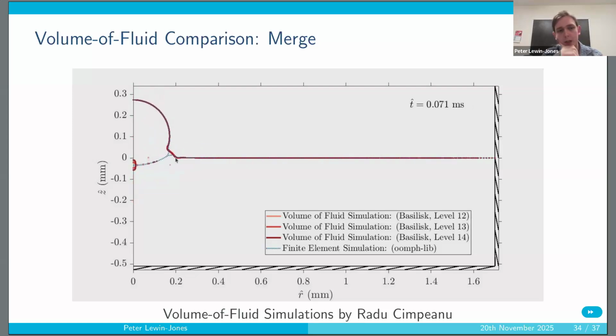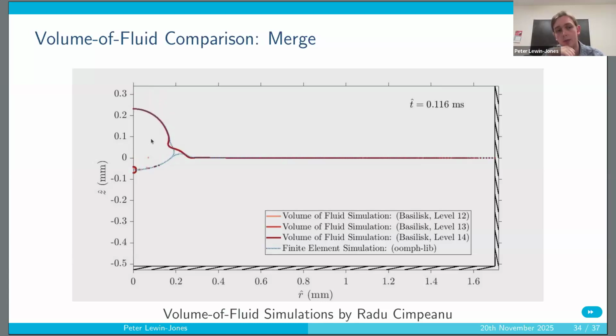So the different red curves here are a volume of fluid simulation at different levels of refinement, and it merges almost immediately, whereas my simulations suggest that it would take much longer for it to merge. So this is a case where my simulations suggest that the drop and the bath will merge, but they don't merge, I suggest, until the very end of this video.